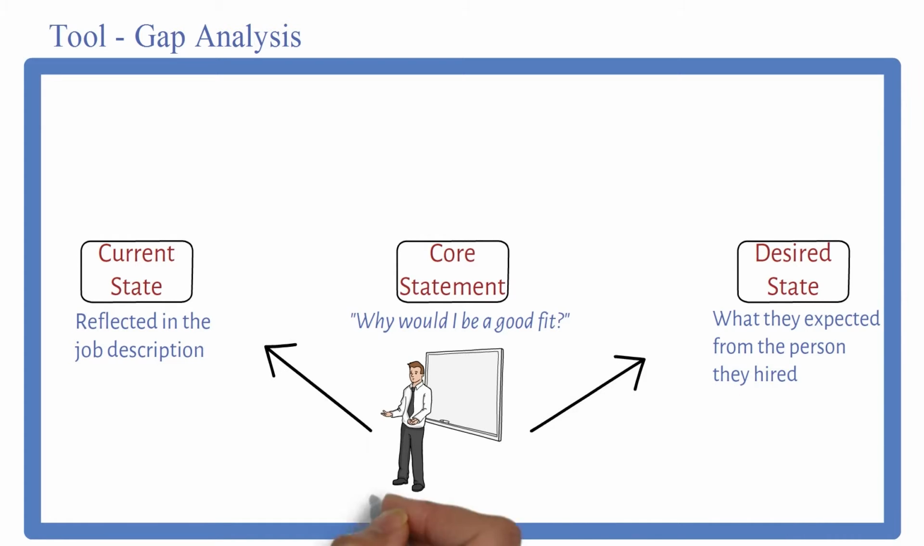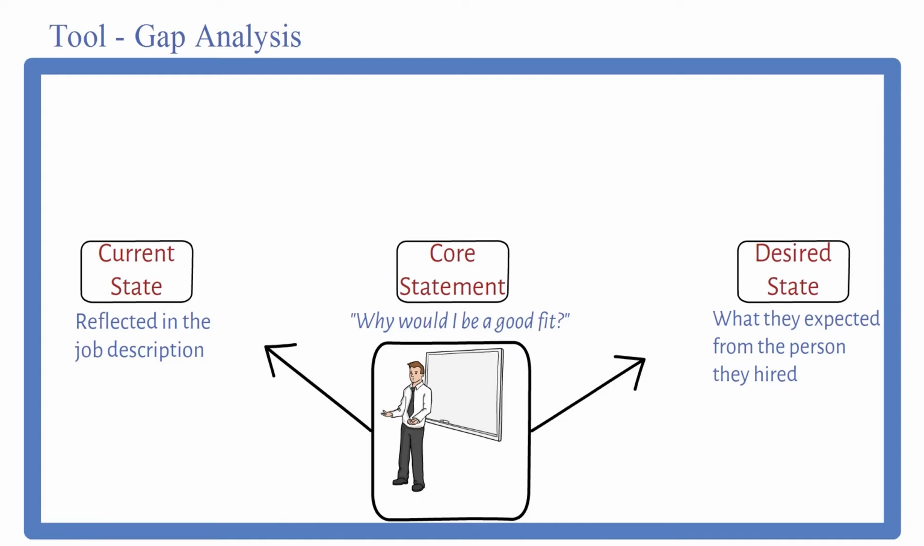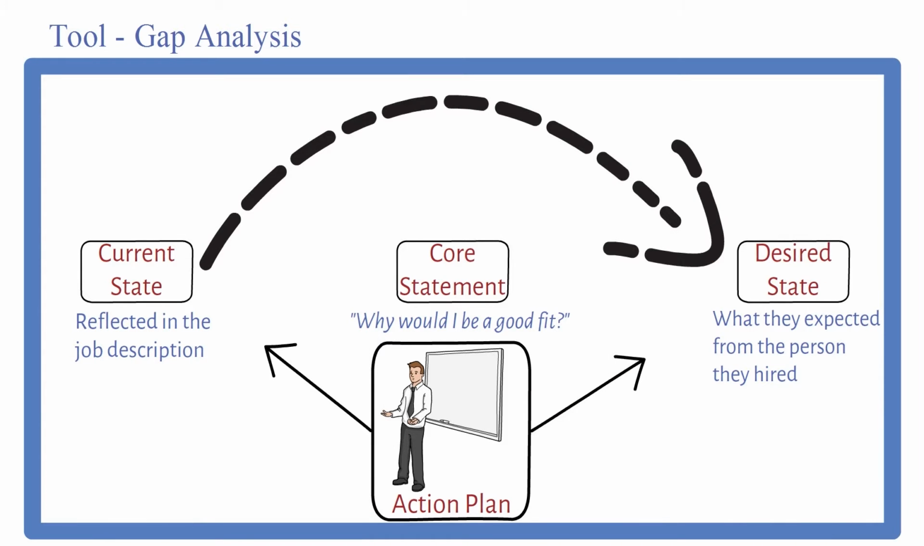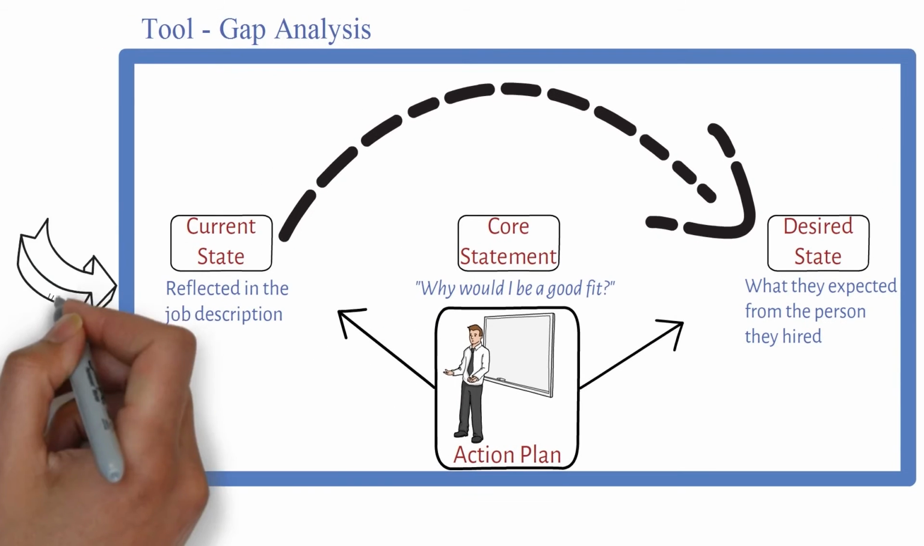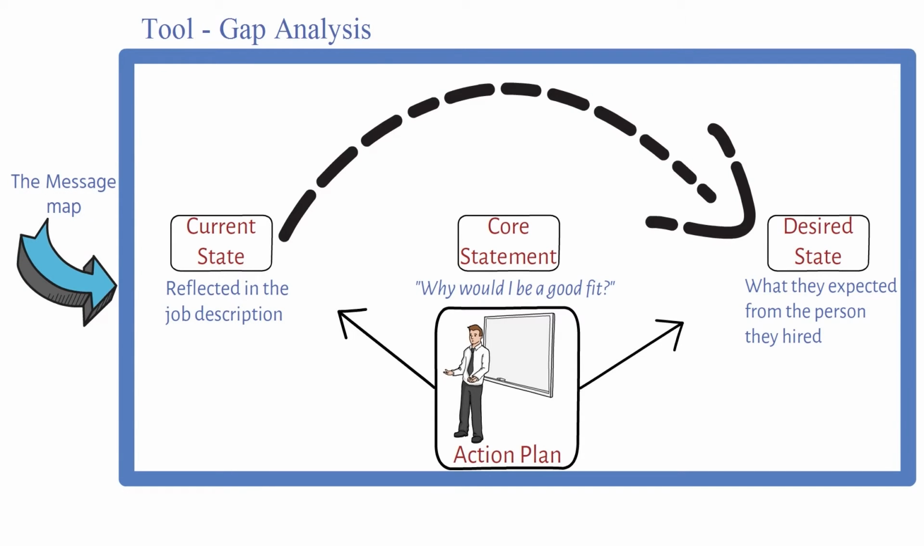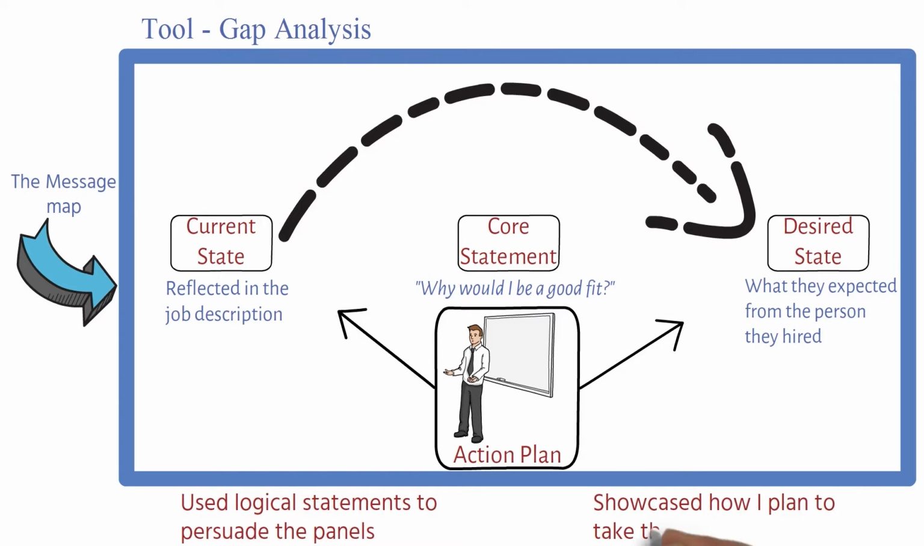And then to put it simply, I'm going to be the action plan. That's the part of the gap analysis. In other words, how do I get from the current state to the desired state? You have an action plan. I'm the action plan, and I'm going to show you how I get you to that desired state. So that was what my message map was about. I had to use logical statements to help me persuade my panel, and I had to go through 2 panels of interviewers to show them how I'm going to get that organization to the desired state.